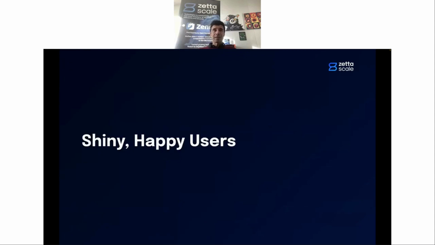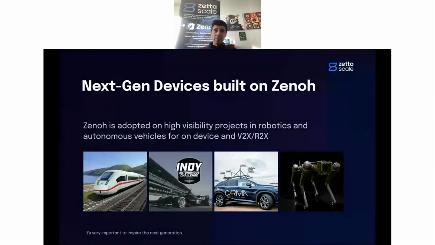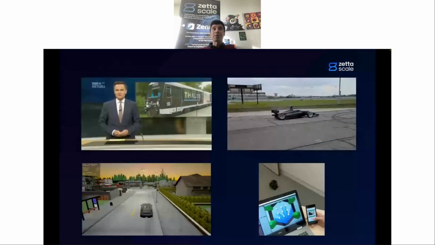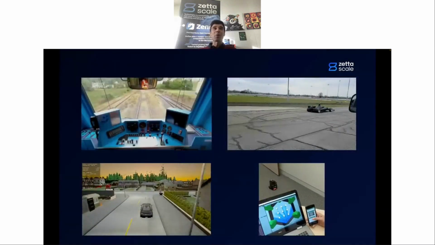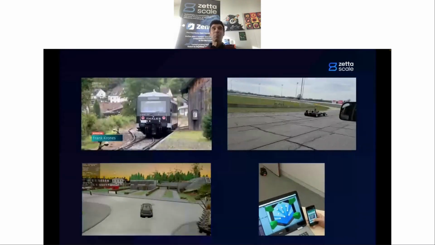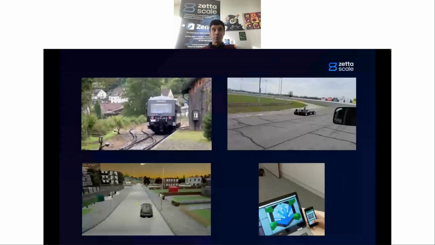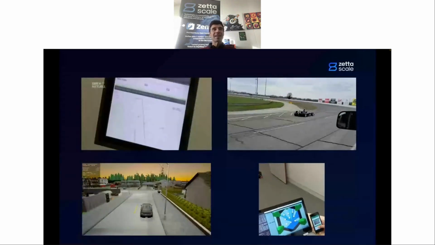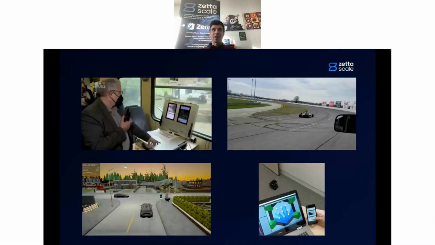Let's go real quickly to some examples, shiny, happy users. We have applications today in several domains. Here I'm showing some examples in autonomous trains, race cars, and robots, but we also have applications in high-performance computing, industrial automation, and so on and so forth. It's good to see some of these things in action, and by the way, you will learn more on how these things were achieved. In the autonomous train that you are seeing, Zenoh is used both on board for driving the train as well as for train-to-infrastructure communication.